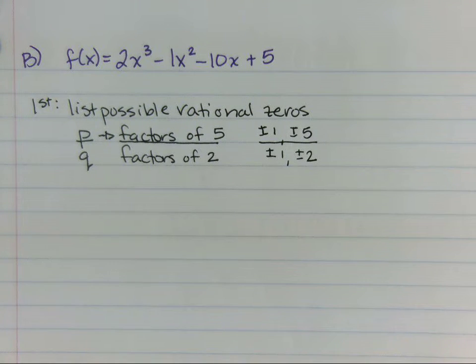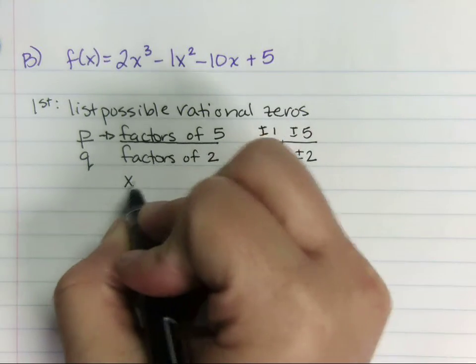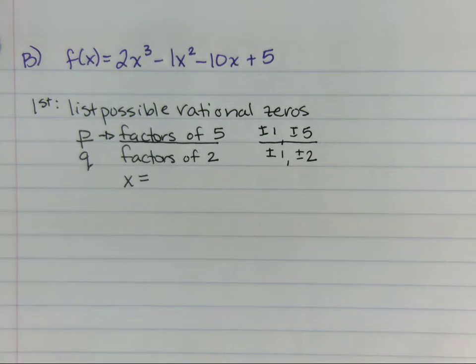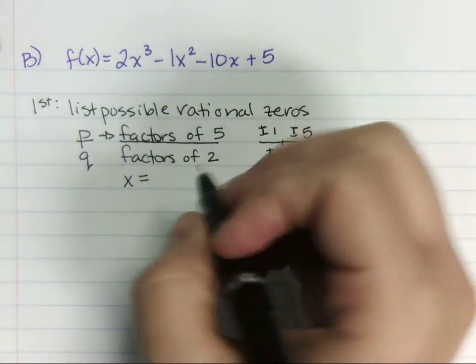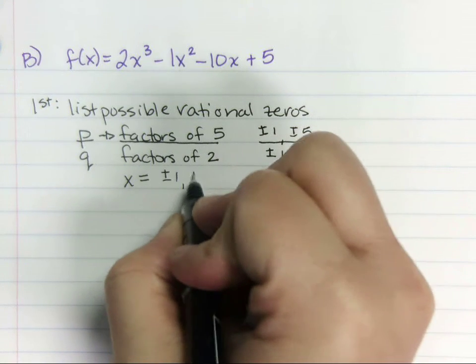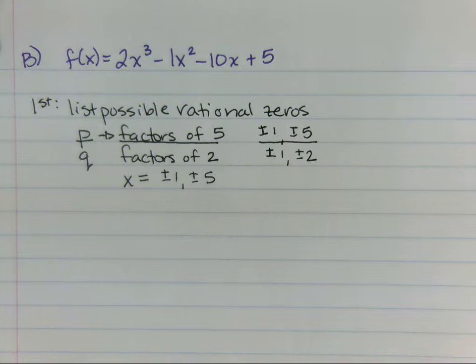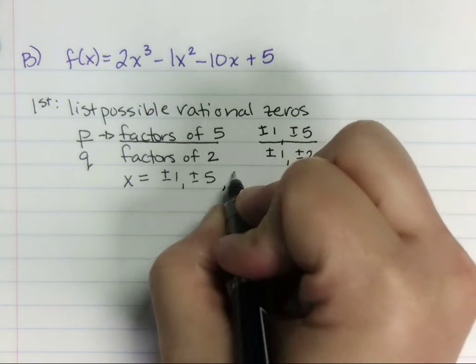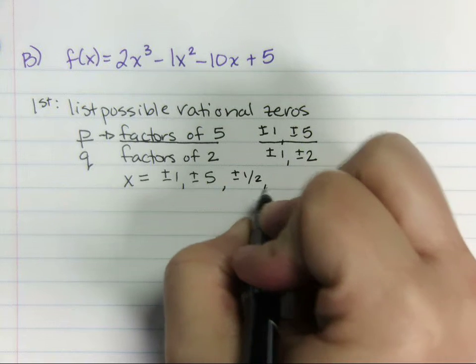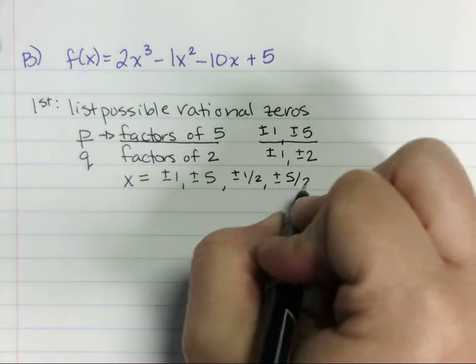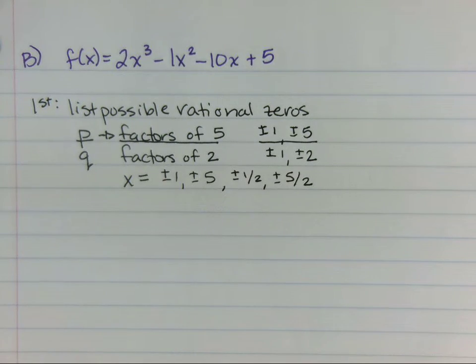So when you make your list of possibles, these are all the values for x. Now again, if I start with my denominators, I can use plus or minus 1 and 5 with a denominator of 1. And then I also have the fractions where those are the numerators with a denominator of 2. And so this gives me my list of possible rational zeros.